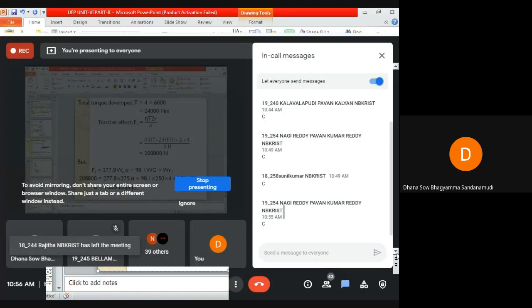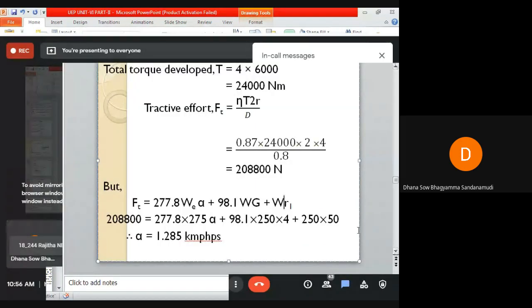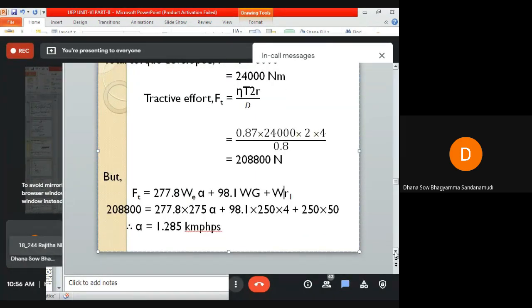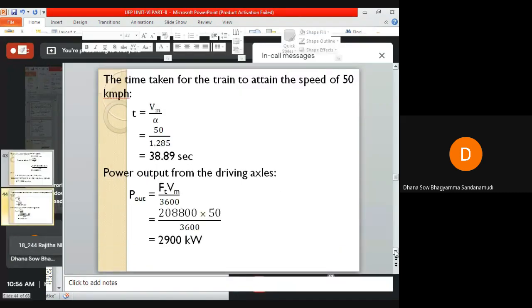Now let us calculate the time taken for the train to attain the speed of 50 kilometers per hour. That's what is asked in the problem. The time formula you already know during the accelerating period. If you remember the simplified speed time curves, trapezoidal and quadrilateral, which we have already discussed, T1 is equal to Vm by alpha, the time during the acceleration period. Here we don't have any other period, that's why I assumed time as only T. T is equal to Vm by alpha.